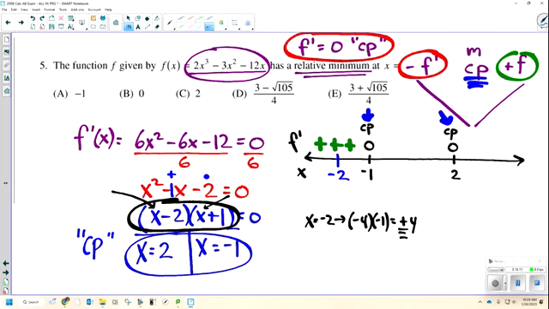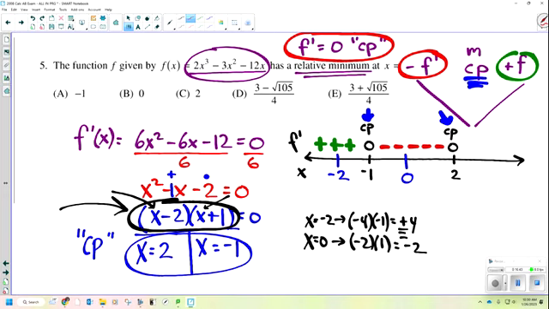Let's check a number in between -1 and 2. 0 is always a favorite of mine. Let's throw a 0 into both of these parentheses for the first derivative, okay? 0 minus 2 is -2. 0 plus 1 is a +1. That's a -2. Again, I do not care about the 2. I care about the negative. Negative, negative, negative, negative, negative.